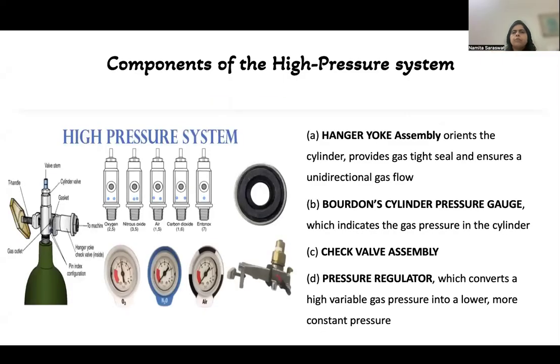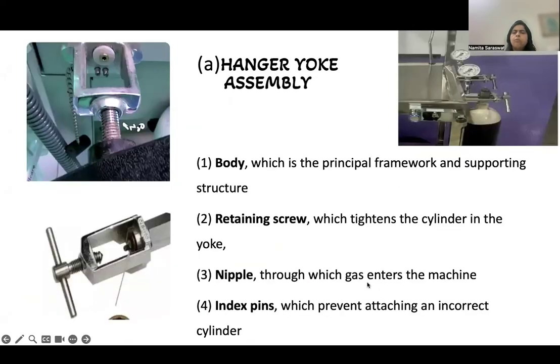Now moving on to the components of the high pressure system, I will enumerate the components and then we will discuss: hanger yoke assembly, Bourdon cylinder pressure gauge, check valve assembly, pressure regulator. Now we'll discuss the hanger yoke assembly in detail. You can see here this is a hanger yoke assembly. It has a body which is the principal framework of the supporting structure. Then there is a retaining screw. This retaining screw will hold the cylinder tightly inside the yoke assembly.